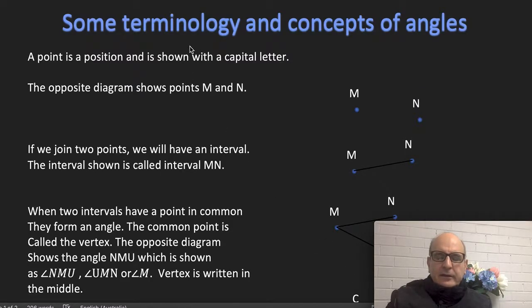This lesson covers some terminology, definitions and concepts about angles. First of all, we start with a point. What is a point? A point is a position in space or on a plane, and it's shown as a dot. And we name them using capital letters. So this point is called point M. This point is called point N.